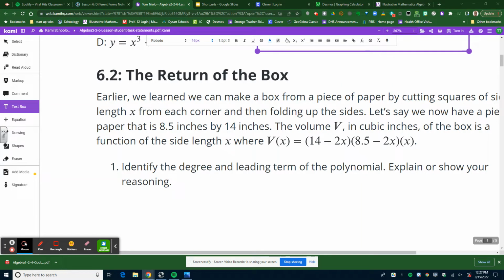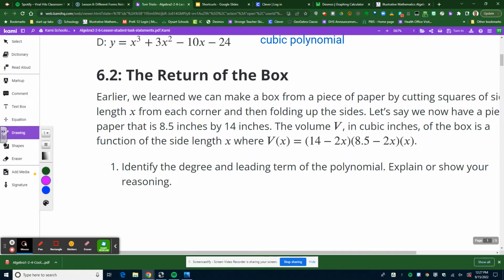You have some choices. Choice number 1 is take the little x and multiply it through. I would not do that first, so let's not do that. Choice number 2 is multiply 14 times 8.5, 14 times 2. So let's do that first.